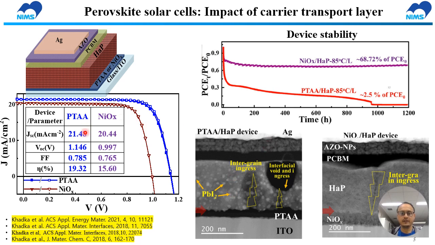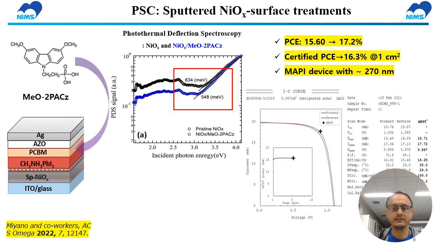But the efficiency of nickel oxide was lower, so we tried to improve it by modifying its surface. To do that, we used a MeO-2PACz layer and treated the nickel oxide surface with it. In this result, the quenching of defects is observed by photothermal deflection spectroscopy measurement, and it improved device performance from 15.6 to 17.2%.